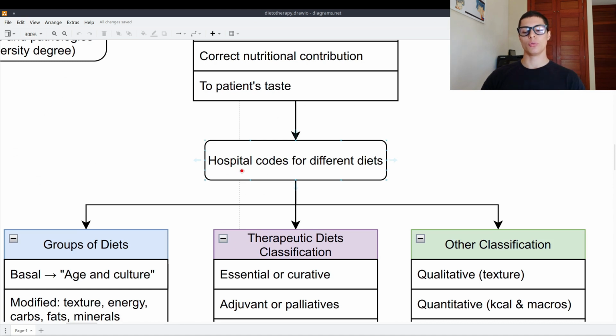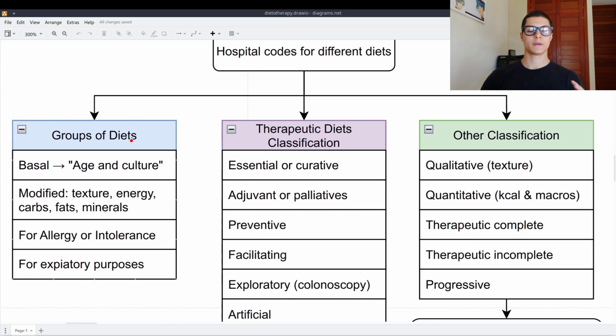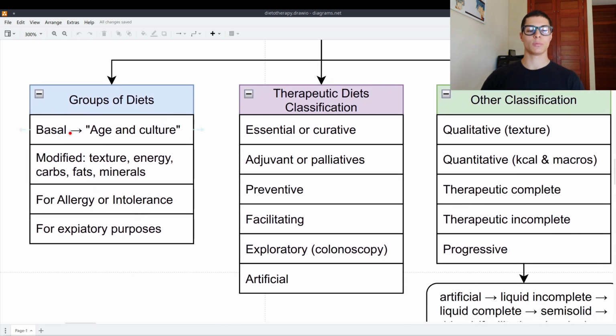So there are some codes for different diets, and these are classified by many authors, but basically they are the following. Classification by groups of diets. We have the basal one, which is created for age and culture. So basically the one that everyone needs, a proper diet for their age. It's not the same giving the diet to children or to pregnant women or to the elderly. And culture. For example, I am Italian, and my culinary culture is very different than the one, for example, in India or in the US or in the United Kingdom.